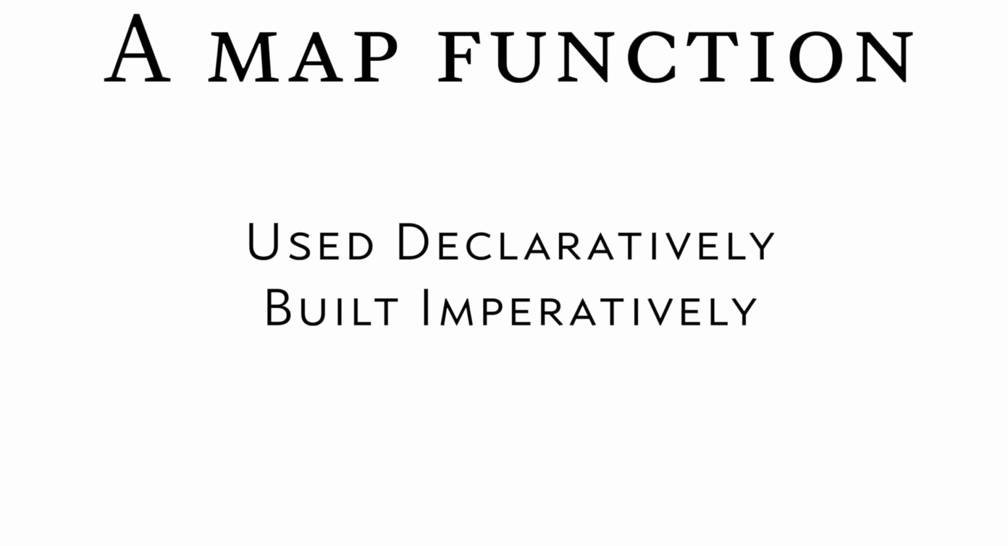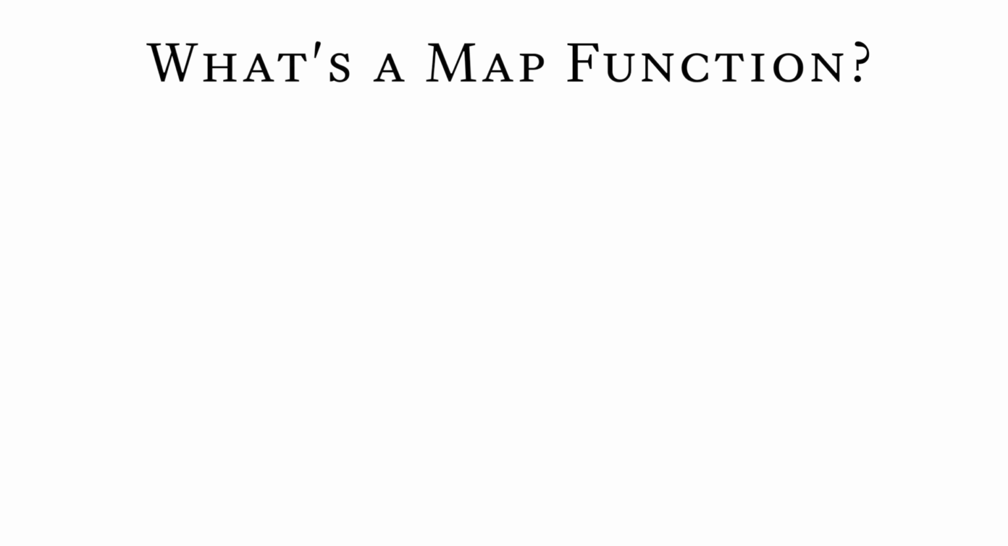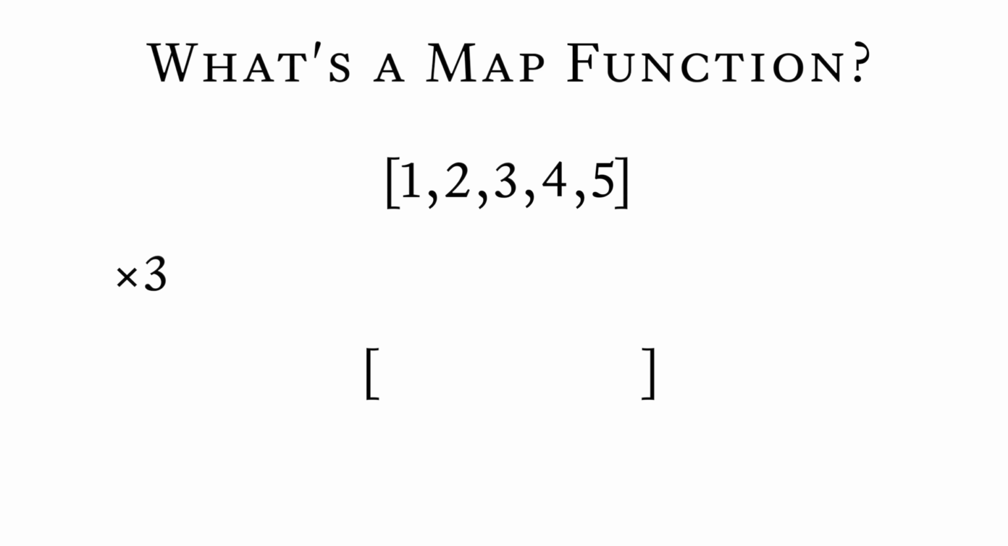We can study both sides of this coin by building and using a map function. What's a map function? Let's take a special kind of list called an array and fill it with numbers 1, 2, 3, 4, and 5. We could make a second array by multiplying each of those numbers by 3. That would give us 3, 6, 9, 12, and 15 in a brand new array.